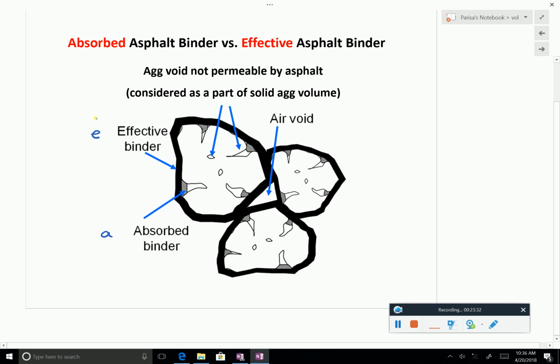Binder is B, so you see BE, BA. And I hope the illustration is clear enough, but basically what is going into the pores and is not available to bind things together is absorbed. What is on the surface of the aggregates, which helps things to glue together, is effective. Look at the picture. I've made it such that hopefully it tells you what the story is. What's the difference? Any questions about this?